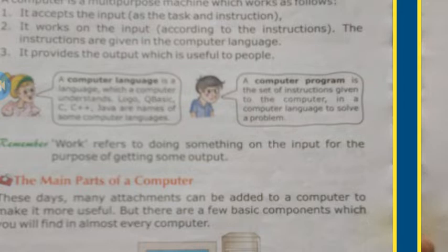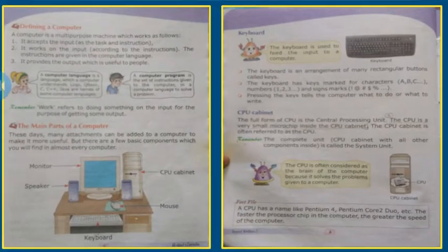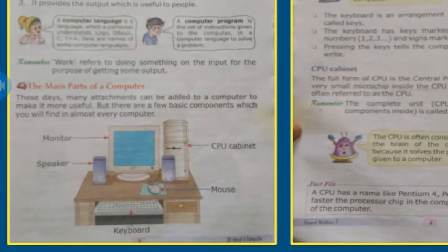Clear, students? The main parts of a computer. Students, our body has different parts like hands, nose, ears, head, legs, stomach. Same as it is, a computer also has different parts, but there are 4 or 5 main parts. Today we are going to discuss these parts.